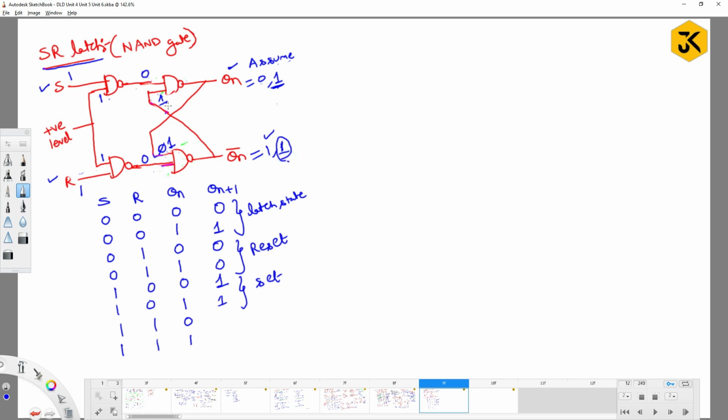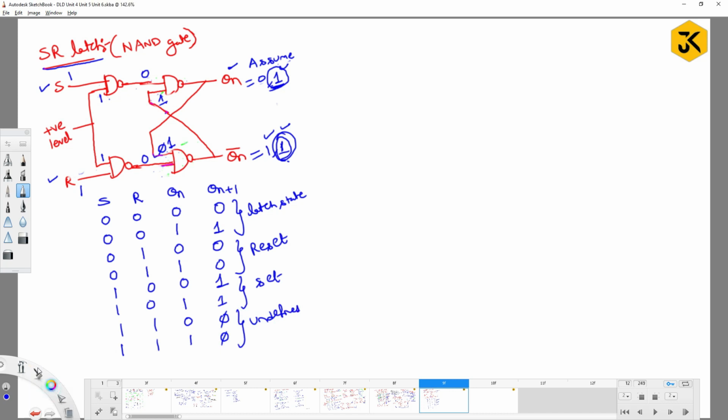1 you got, 0 and 1 NAND gate is 1. 1 and 0 NAND gate is again 1. Meaning that for all the cases you are going to get 1 and 1 only. Means, can I say that this is a kind of undefined state? This is a kind of undefined state, right?